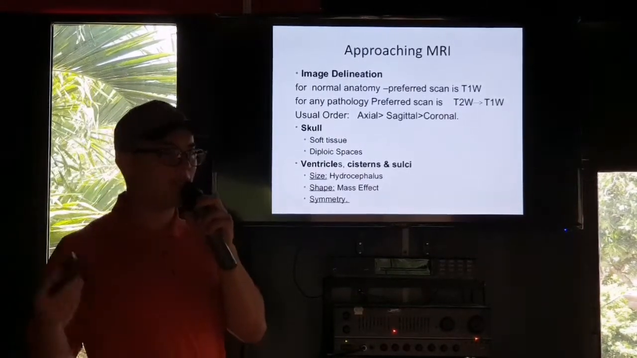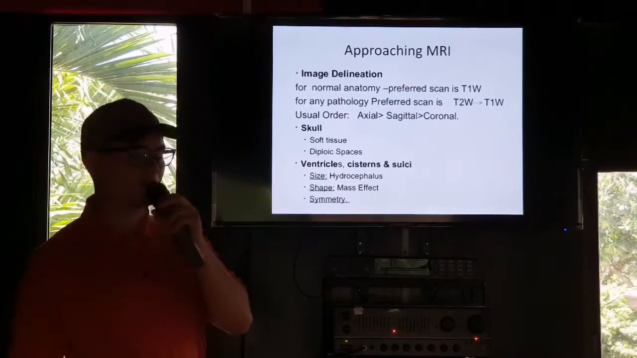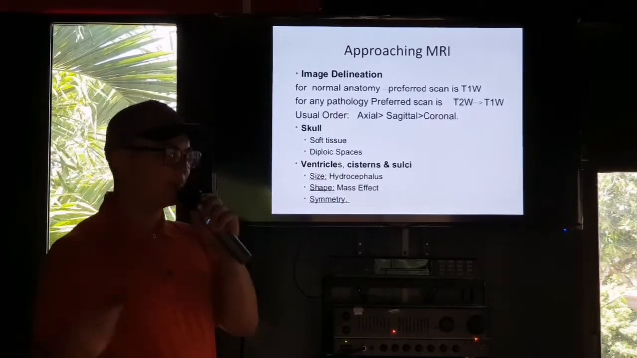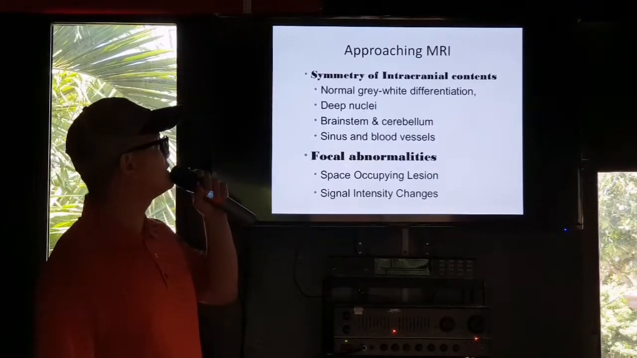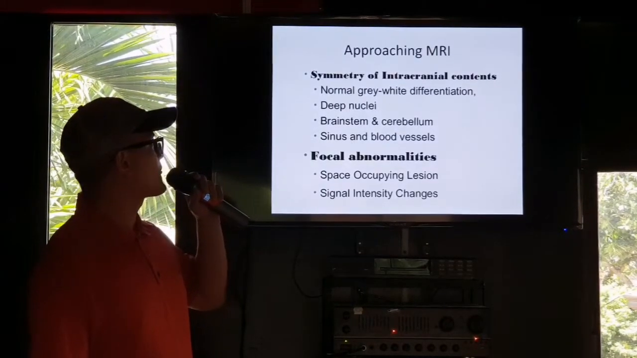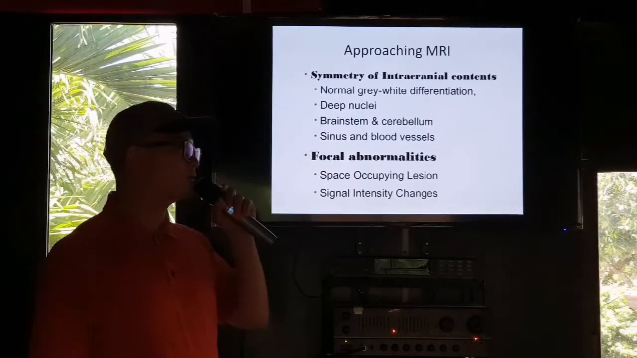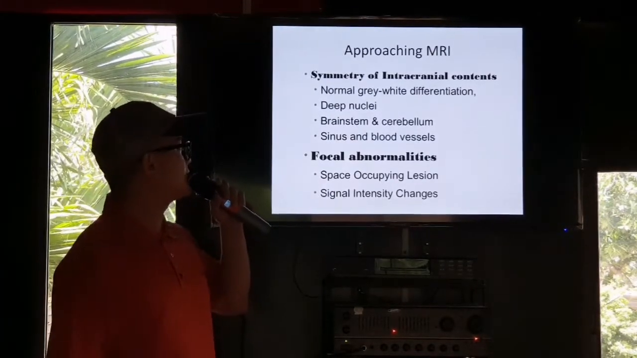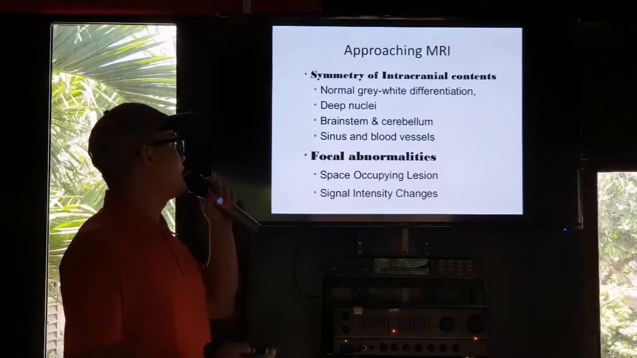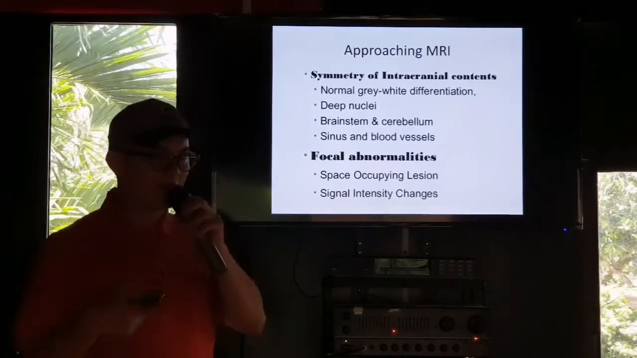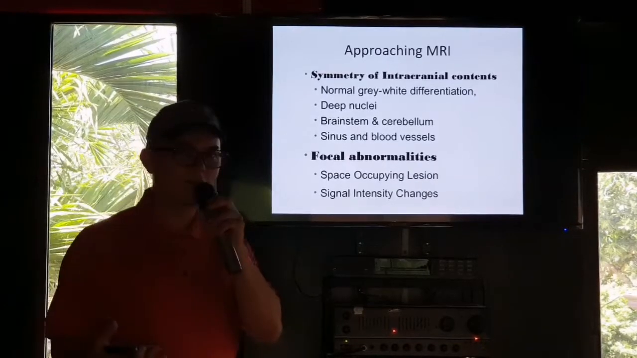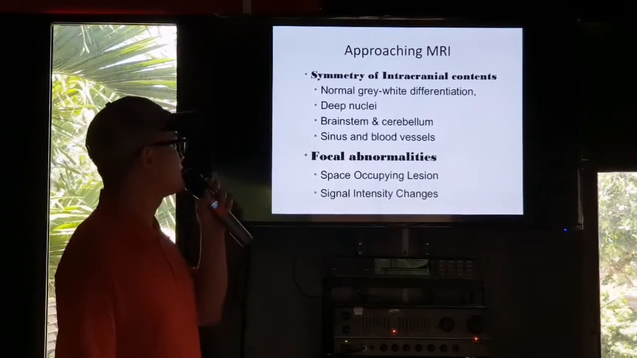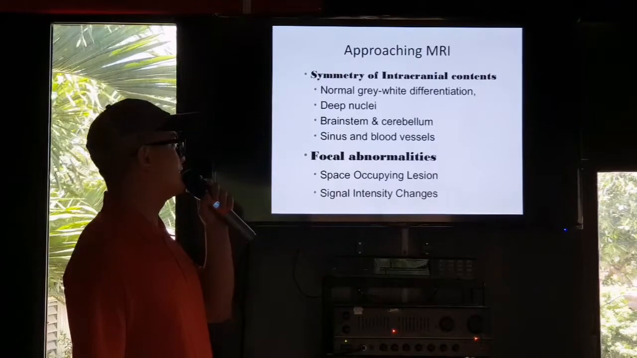Space-occupying lesion could be anything. Hemorrhage could be a space-occupying lesion. Of course, check symmetry, if they're not the same. Symmetry of intracranial contents. You have to note, of course, normal gray and white matter differentiation. You have to evaluate the deep nuclei. What are the deep nuclei? You have the lentiform, caudate nuclei, the brainstem, and the cerebellum.